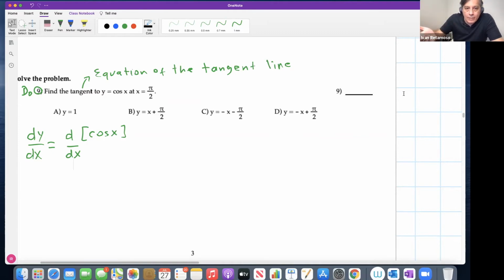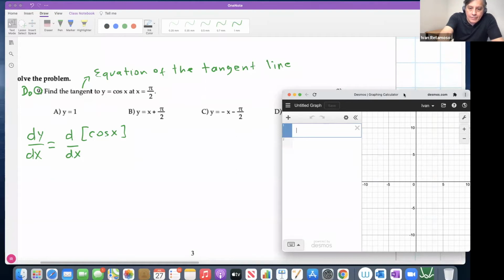And again, if you want to visualize this problem, if you want to have an idea of what this is all about, they are asking you to figure out, on the graph of y equals cosine, what is the equation of the line tangent at x equals pi over 2. So pi over 2 should be somewhere there, and it's going to be some line like this. They're asking you for the equation of that tangent line, right? And we have a way to find it, right?